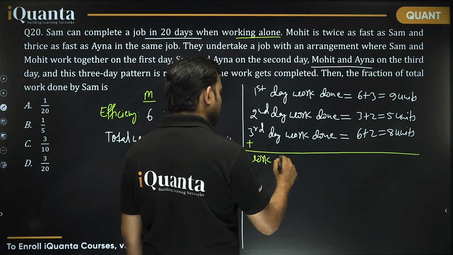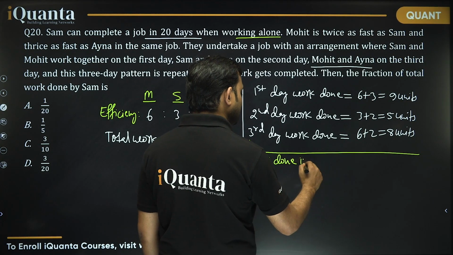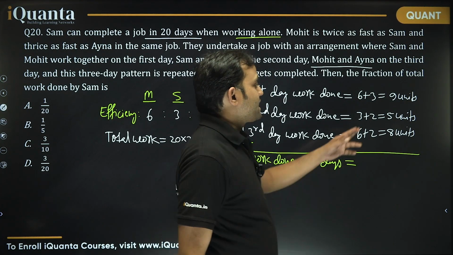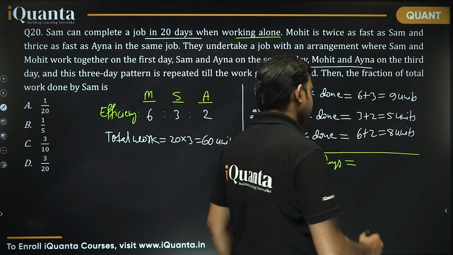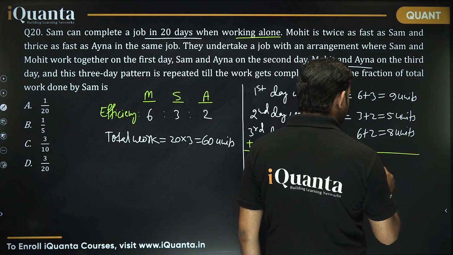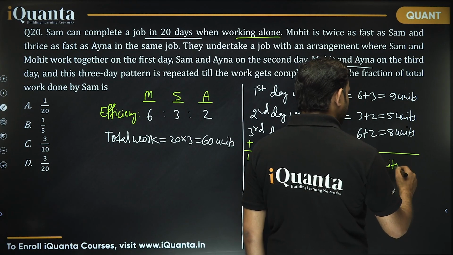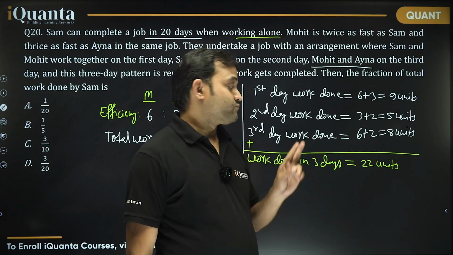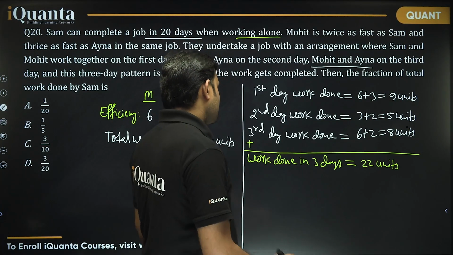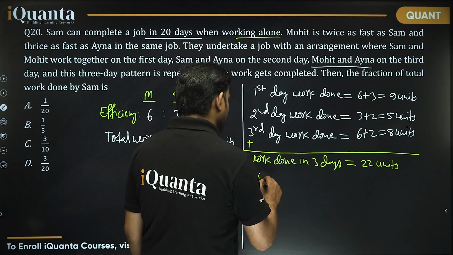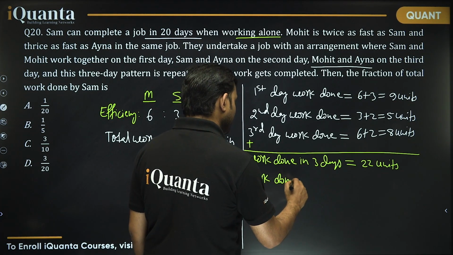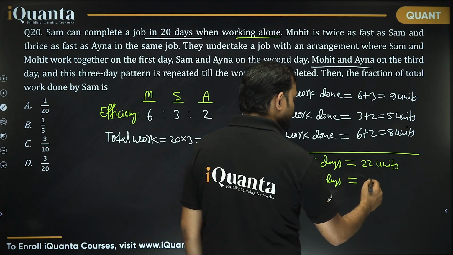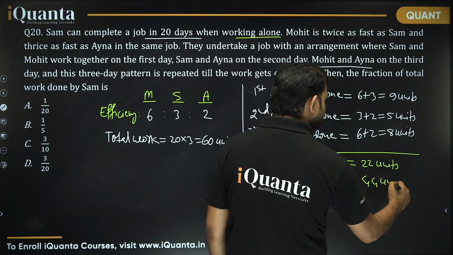So can I say that in all together the work done in 3 days will be equal to 9 plus 5, 14 plus 8, it's 22 units, right? 22 units, and everyone is working 2 days out of these 3 days, right? So what will be the work done in 6 days? Work done in 6 days will be 44 units.